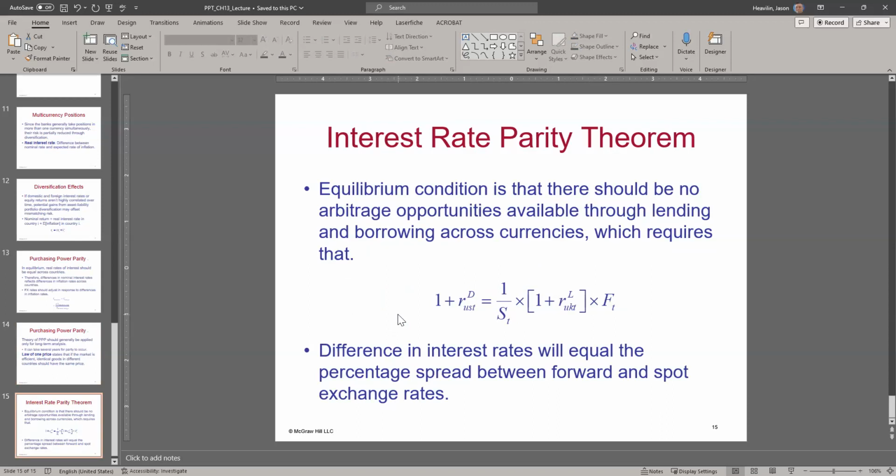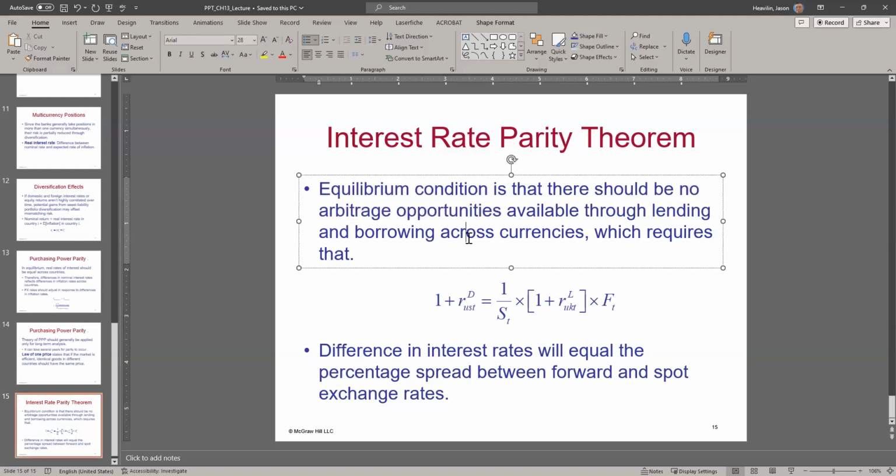Last but not least, interest rate parity theorem. Equilibrium condition is that there should be no arbitrage opportunities available through lending and borrowing across currencies, which requires that, and then you got the formula. Let me tell you what this means. Equilibrium is a key word here. The example I'm going to give is talking about no arbitrage opportunities. Let's say everything moves instantaneously, like there's no market imperfection or no delay in adjustments in foreign exchange and interest rates.